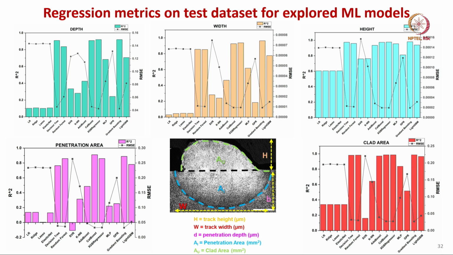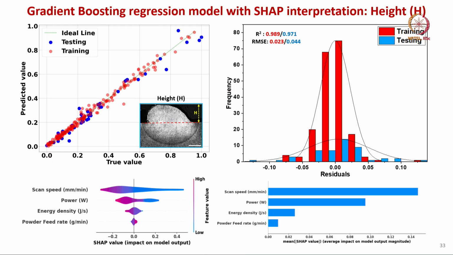Now, if you see the regression matrix on the test data sets of the explored ML models for depth, width, height, penetration area and clad area, you can see that for different outputs your R-square value is very high for the decision tree and random forest. In the case of width, the R-square value is also high. In the case of height, the R-square value is very high, close to 0.8 or so, and for clad area the R-square value is quite high, around 0.9.